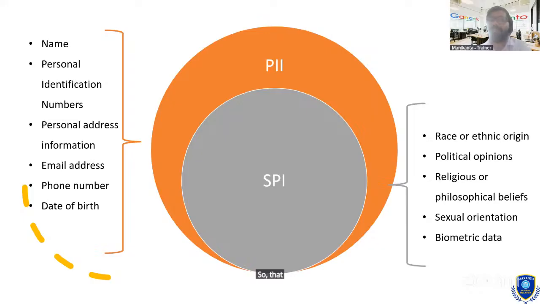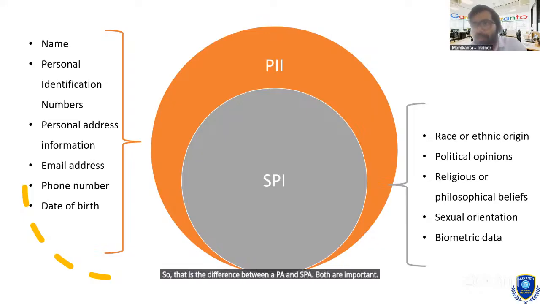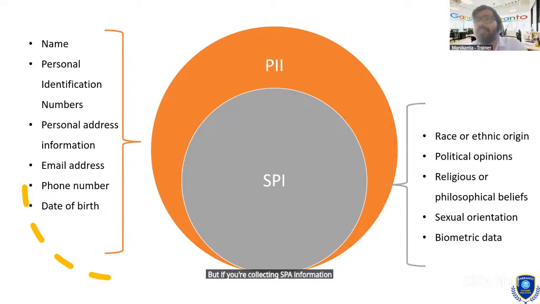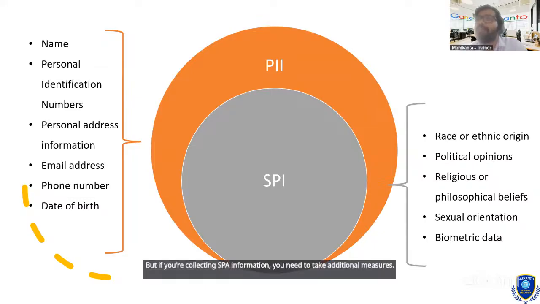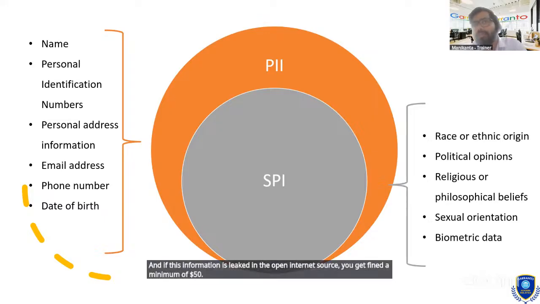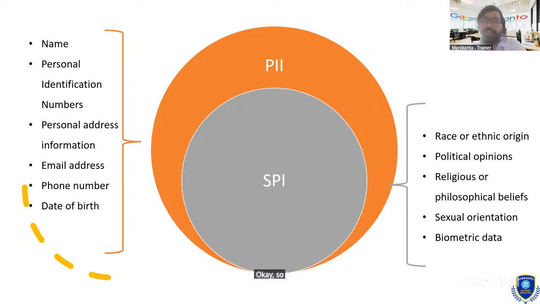So that is the difference between PI and SPI. Both are important. Both need to be secured. But whereas PI information, everyone will collect. The moment you collect it, you secure it. That's good. But if you're collecting SPI information, you need to take additional measures. There has to be a proper process in place. Even if you collect it, you should not store it. At the point of collection, you make them aware that this is the SPI information we are collecting. And if this information is leaked on the open internet, you get fined a minimum of $50 per user. Okay, so even if you collect it, there has to be a very strong reason for that.